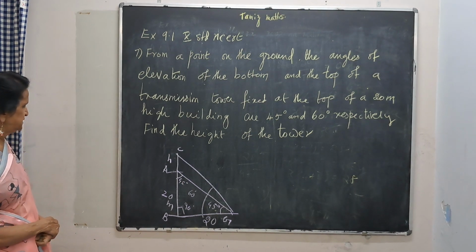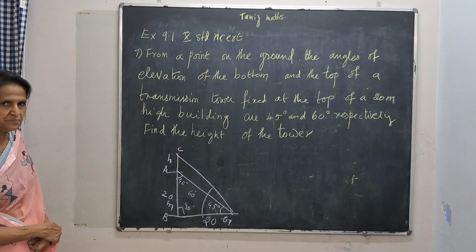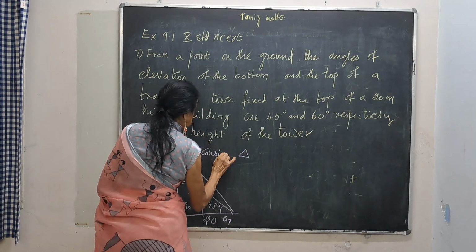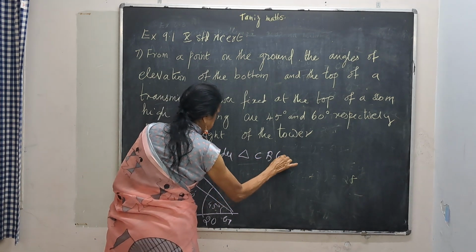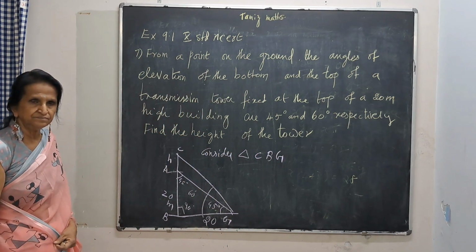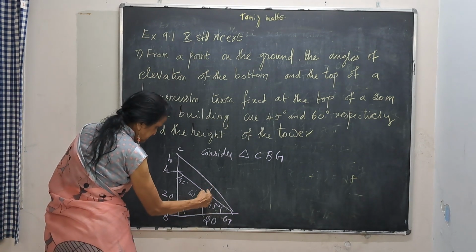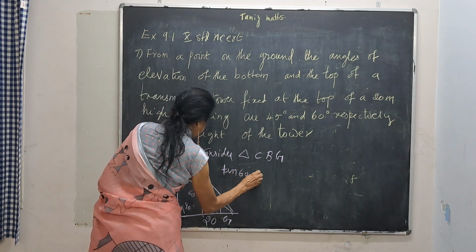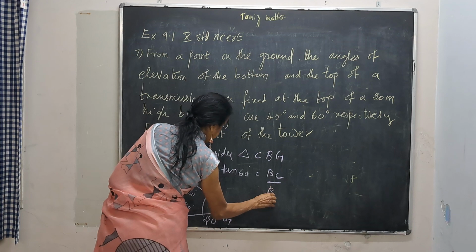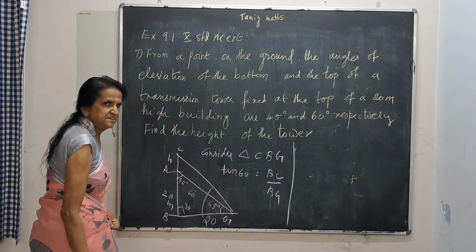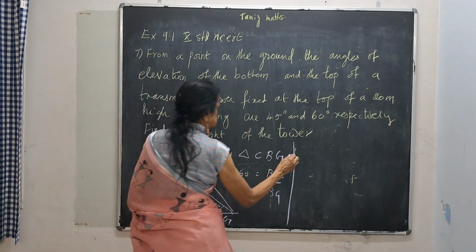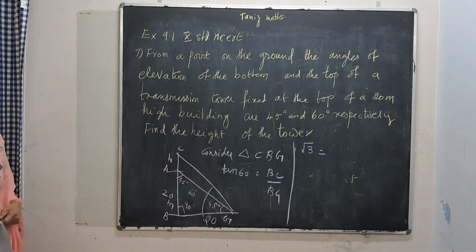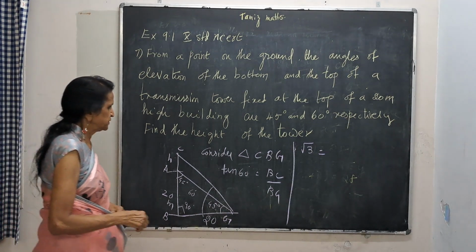Next, consider triangle CBG. It's a right angle triangle. So tan 60, this angle is 60. Tan 60 will be BC divided by BG. Tan 60 is root 3. BC, what is BC? 20 plus H. BC will be 20 plus H.